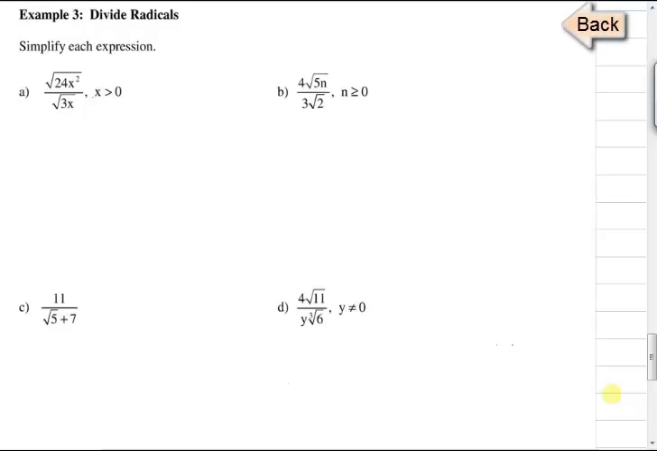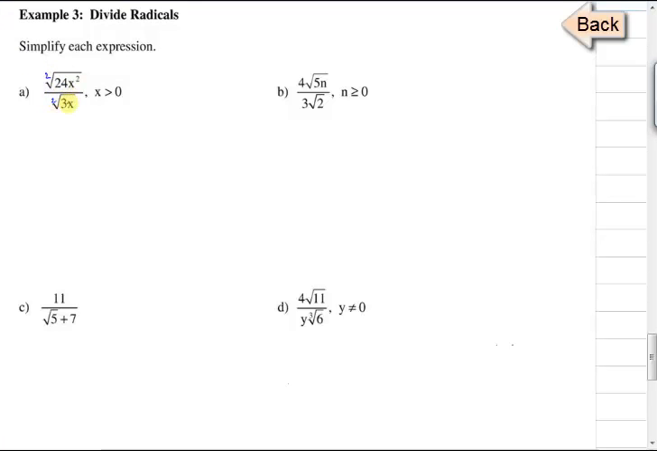Okay, we're looking at division of radicals, example 3. We have 4 examples here. We're going to start with a fairly easy one and move our way up to one that's a little more complicated. If you take a look at our first example here, A, notice that your denominator can divide evenly into your numerator. Now, that's only true, of course, if we have the same index, which we do.